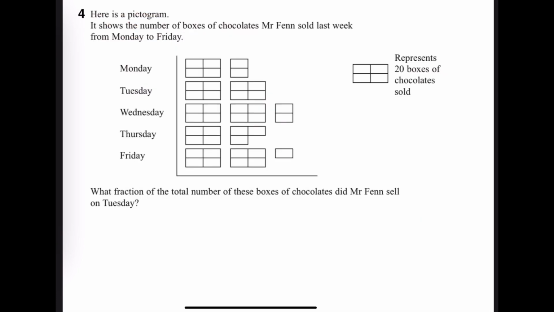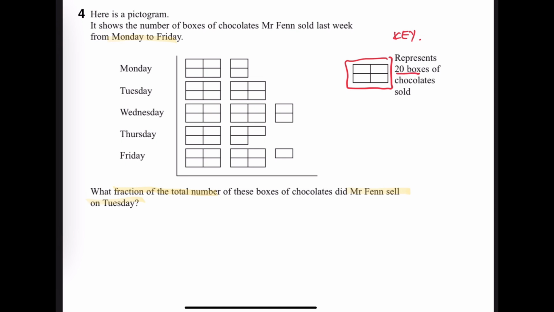Question 4. Here is a pictogram. It shows the number of boxes of chocolates Mr. Fern sold last week from Monday to Friday. What is the fraction of total numbers of these boxes of chocolate did Mr. Fern sell on Tuesday? So first thing we do is we look at our key. It says 4 of these boxes altogether represent 20 boxes of chocolates sold.